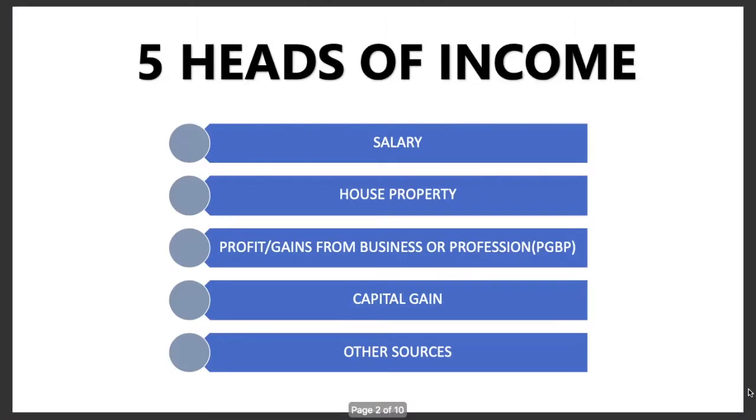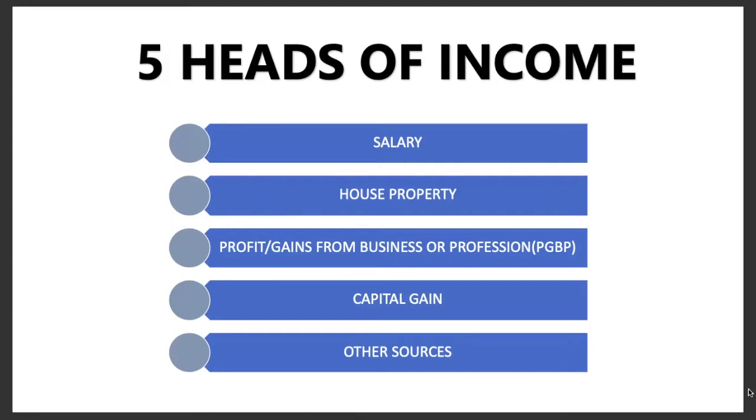How is our income calculated in income tax? Broadly, it's divided into five heads of income. First being salary, where all the income related to salaried people comes in. The second being house property, where all incomes related to rent or your property come in. The third being profit or gains from business or profession, also known as PGBP. In short, all your incomes related to business, or if you are doing any profession, come in here.